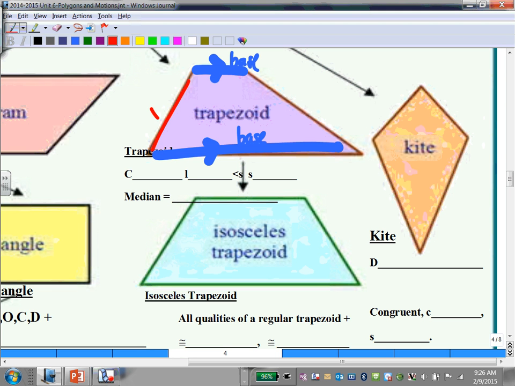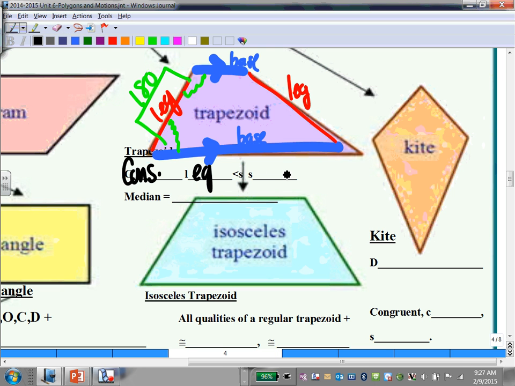And then these are the legs. The angles connected to the legs, let's squiggle them. The angles connected just to a leg, those are called the leg angles. Those will always add up to 180 in a trapezoid. So why don't you write that down? Consecutive leg angles are supplementary.